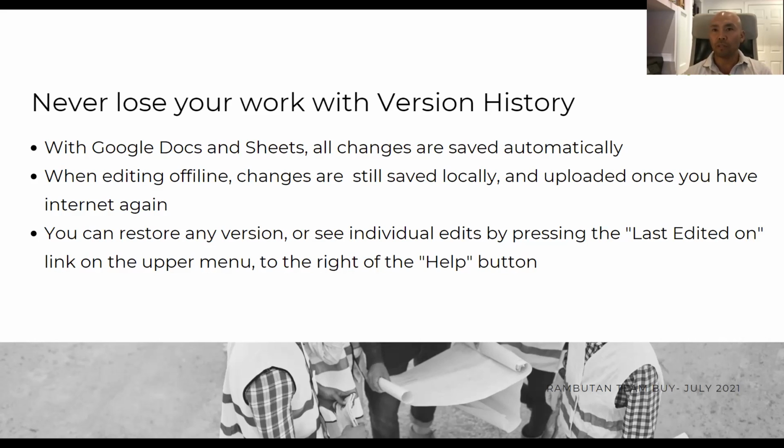So with Google Docs and Sheets, all changes are saved automatically. So you don't have to press save and you don't have to rename a file. When editing offline, changes are still saved locally and uploaded once you have internet again. You can restore any version or see individual edits by pressing the last edited on link on the upper menu to the right of the help button. So very, very valuable. It just makes it foolproof and as simple as possible when it comes to saving your documents. Very important.